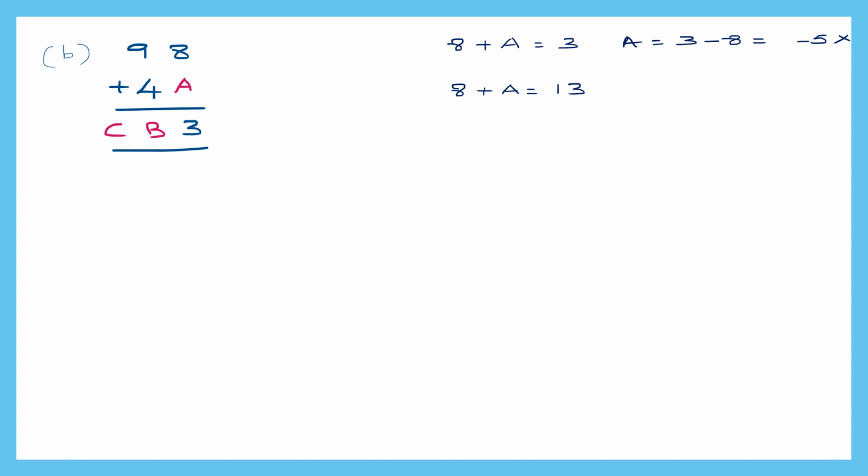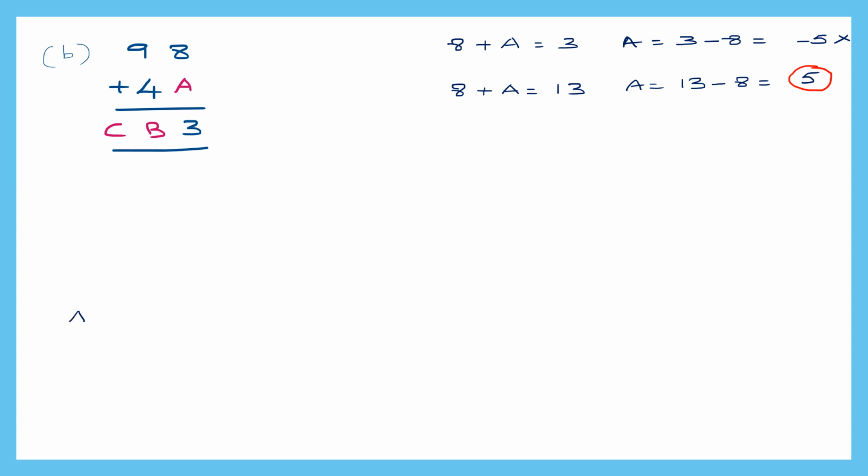Remember, we are looking for the least number. So we have taken 13. So now in this case, A is equal to 13 minus 8, and that is 5. So 5 we can write, because it's a positive number and it's the smallest number. So we have found the value of A.